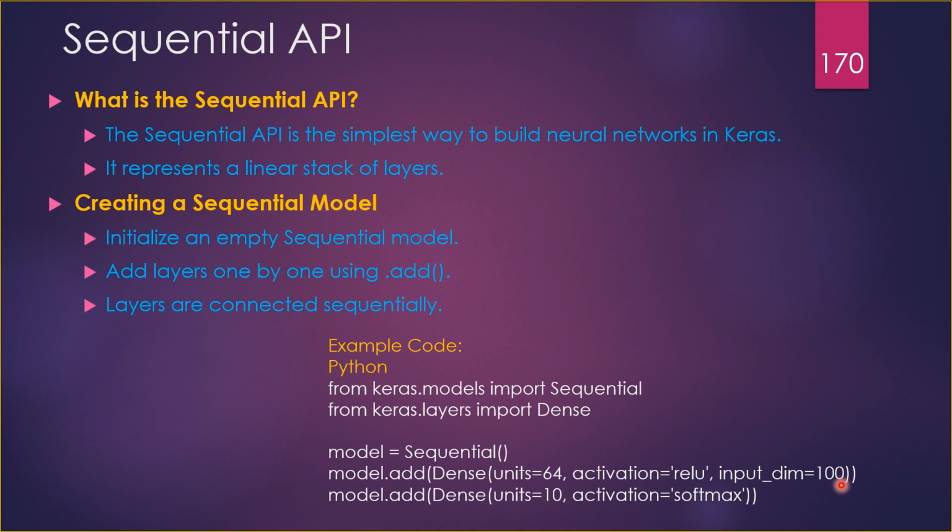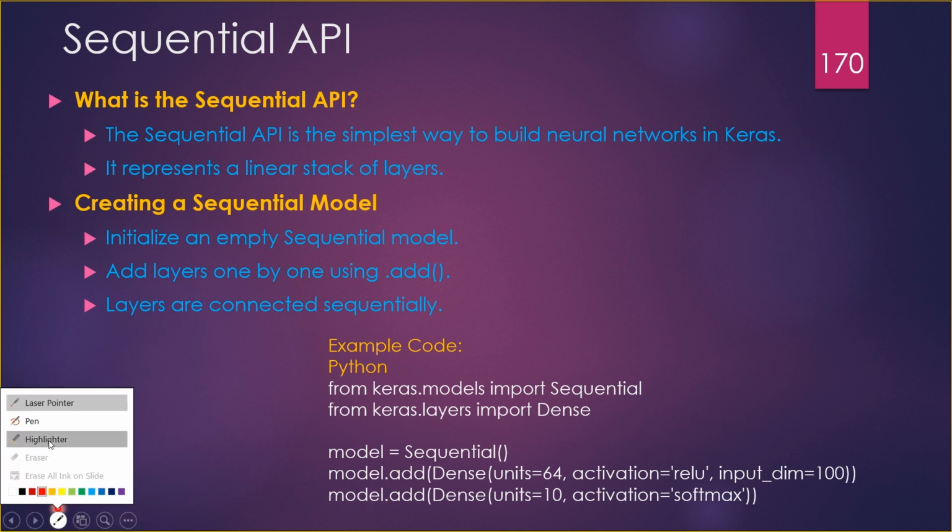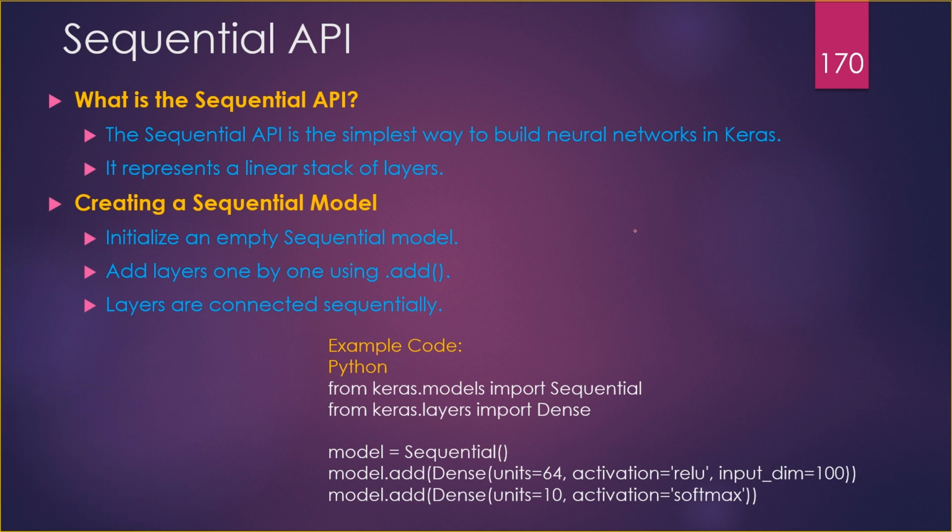Since we are adding the layer for the first time, we have to specify what is the dimension of the input and what should be the size of the next layer in the model. So what does it mean? Let me try to draw it in a very simple way. Just a minute. Something like that.